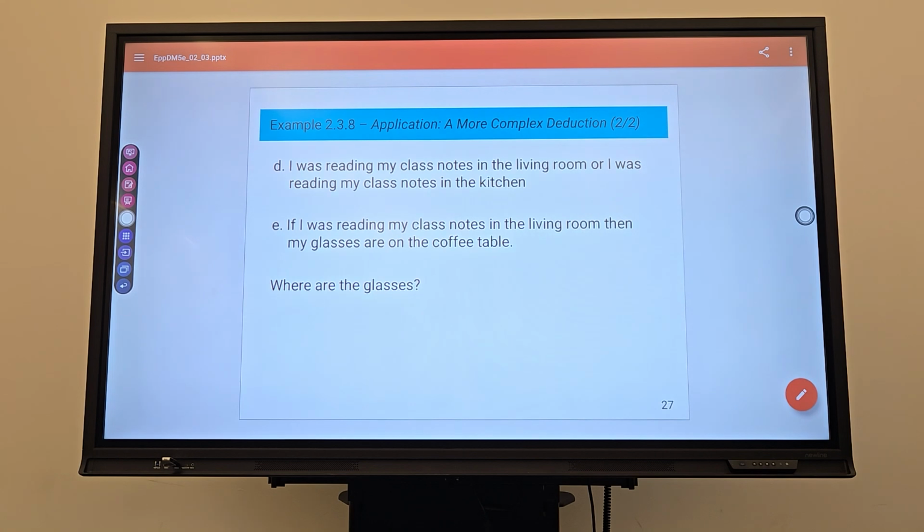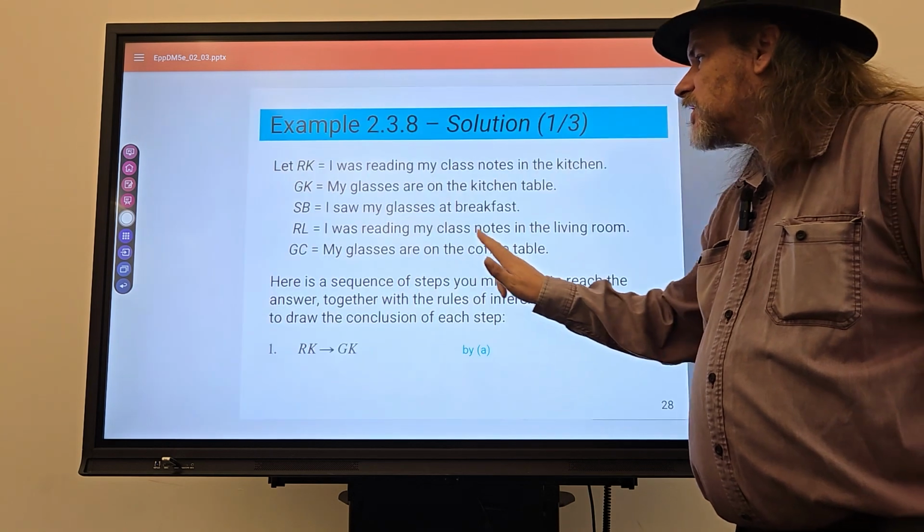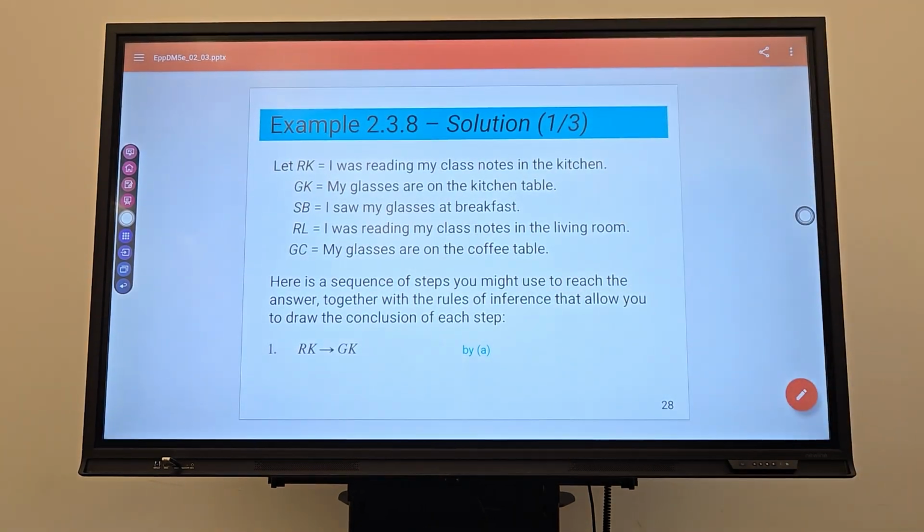I was reading my class notes either in the living room or in the kitchen. If I was reading my class notes in the living room, then my glasses are on the coffee table. So where are the glasses? On the coffee table. Let's break it down formally. Let RK and GK and SB and RL and GC mean those basic statements that we accepted before.